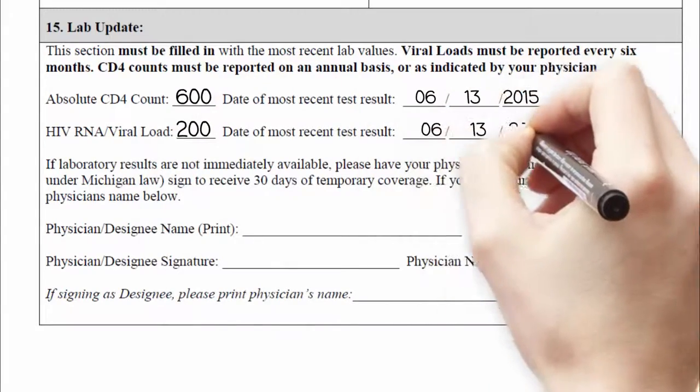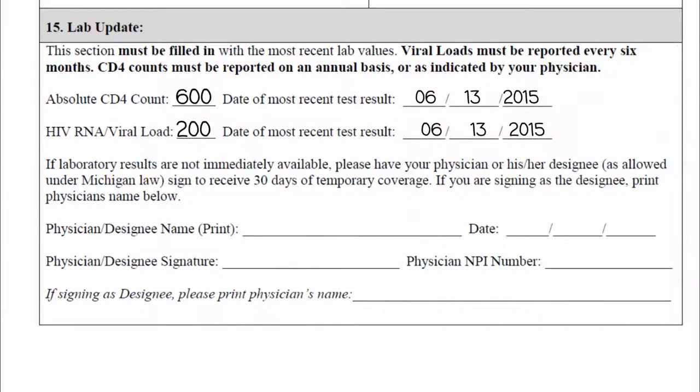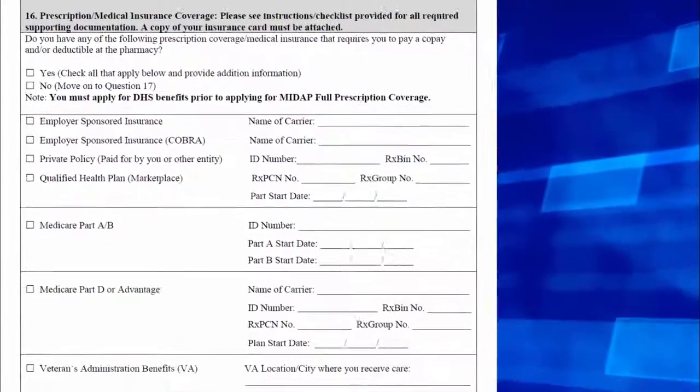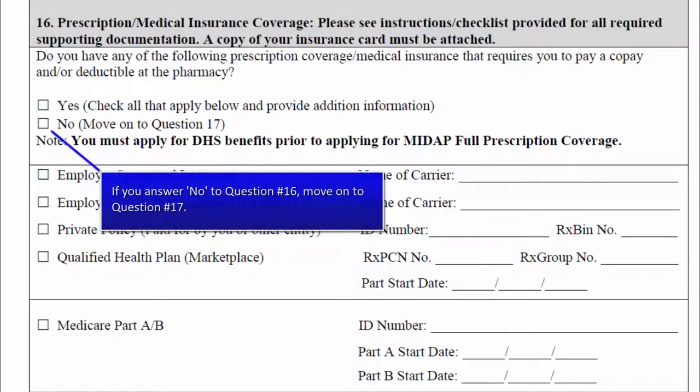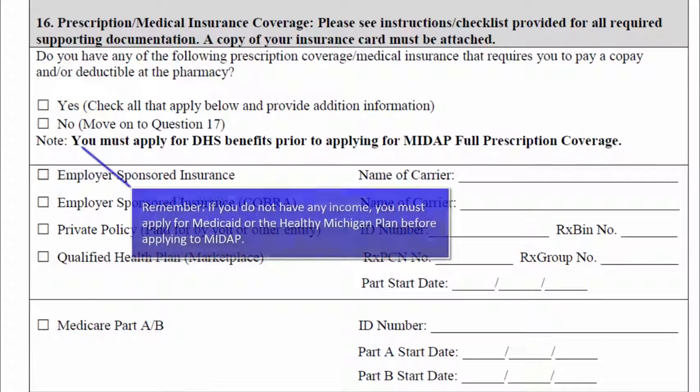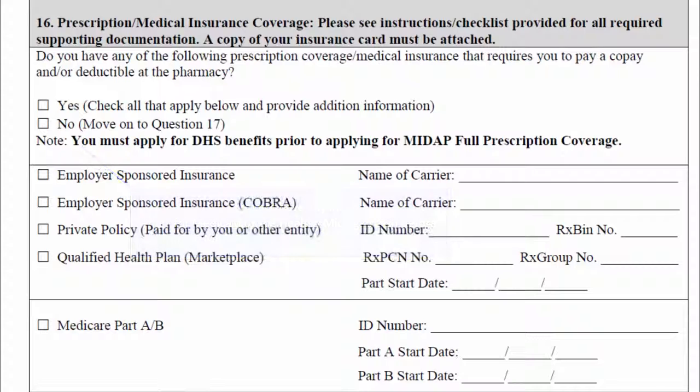That completes the lab update section. Now we will move on to the question about your prescription and medical insurance coverage. Question 16 requires you to identify your source of medical and prescription coverage. If you do not have either form of coverage, check the no box and move on to question 17. Remember that if you don't have any coverage, you are required to apply for the Medicaid or Healthy Michigan Plan benefits before you apply to MiDAP.